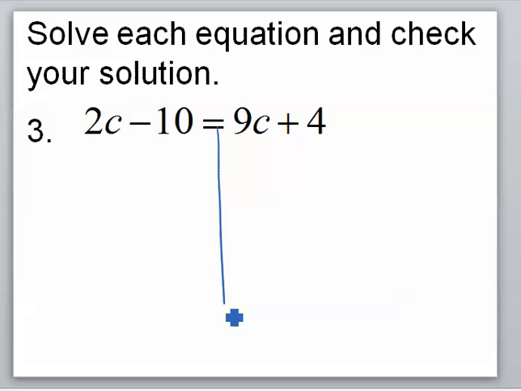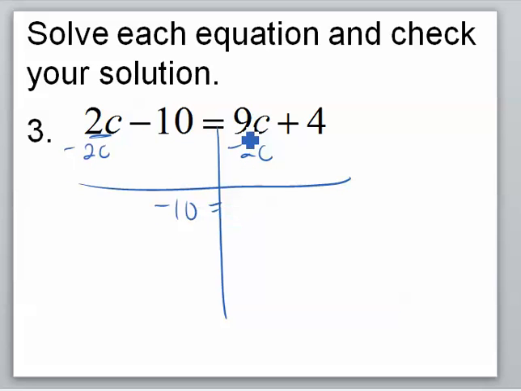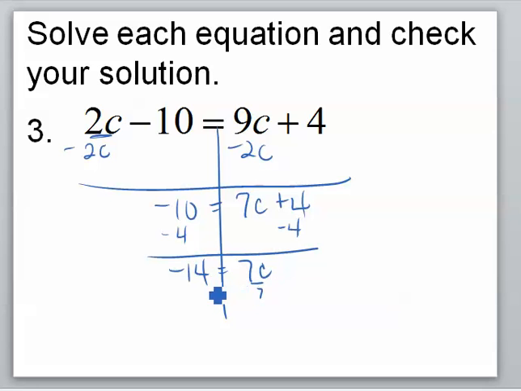Question number 3. When we're solving this problem, I'd probably pick the 2c to move, so I'm going to move the 2c by putting a negative 2c on both sides. I'm still left with negative 10 equals 9 minus 2, which is 7c plus 4. Get rid of positive 4 by putting negative 4 on both sides. You get negative 14 equals 7c. And I'll divide by 7, which gives you negative 2 as your answer.